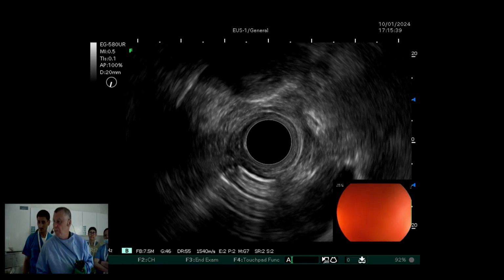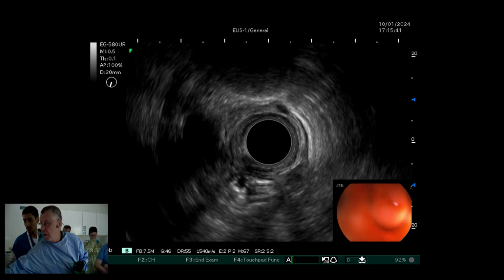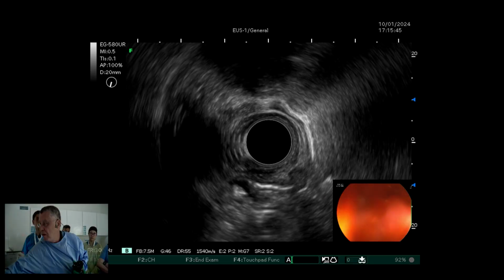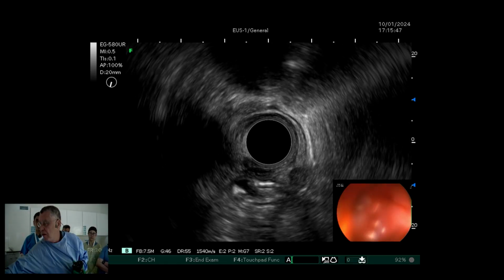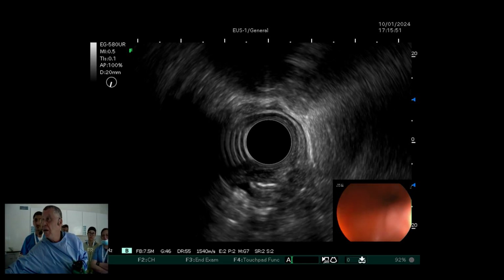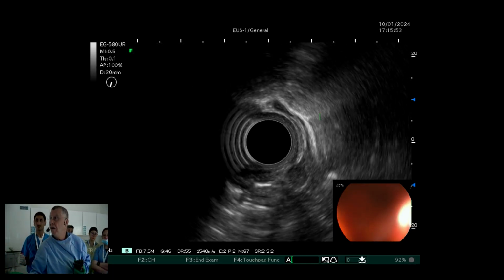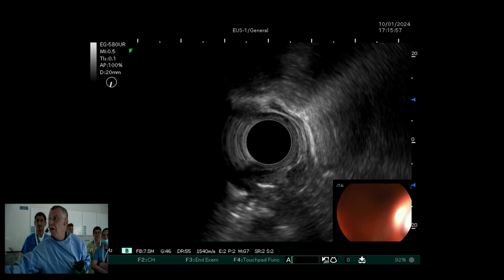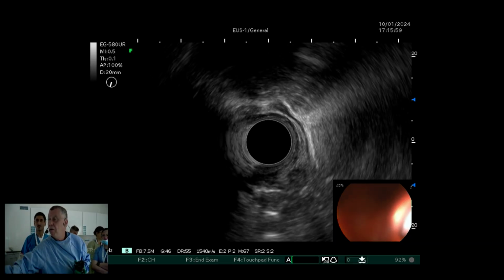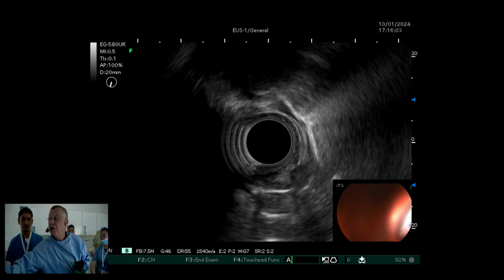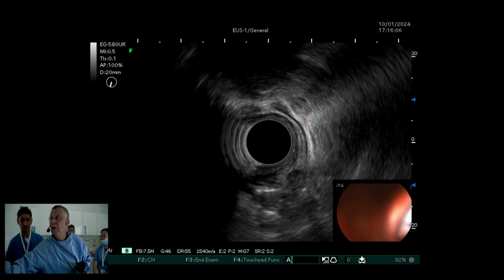Good. So I think one of the main things we do in staging is to see if it is T1 or not. Once it's T2, 3, 4, or lymph nodes, I think they're all going to chemoradiation. The only thing is T1 that can go to endoscopic resection. I agree. I agree.